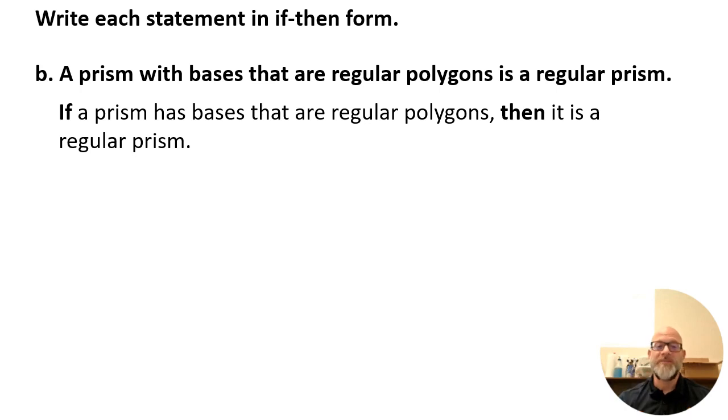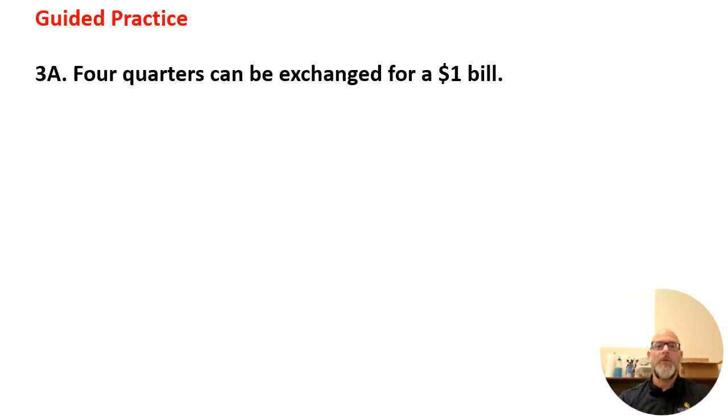If a prism has bases that are regular polygons, then it is a regular prism. So many of these if-then statements, many of these conditional statements, if P then Q, are hidden in more colloquial language. We have to convert them to if-then. Why don't you try converting this one? Pause it and come back.